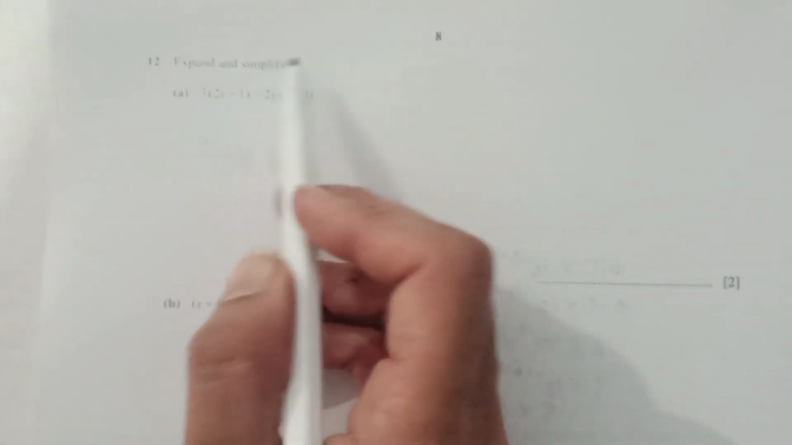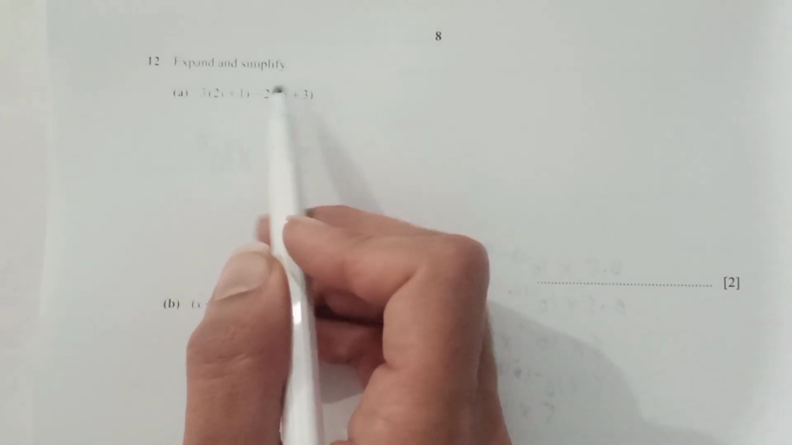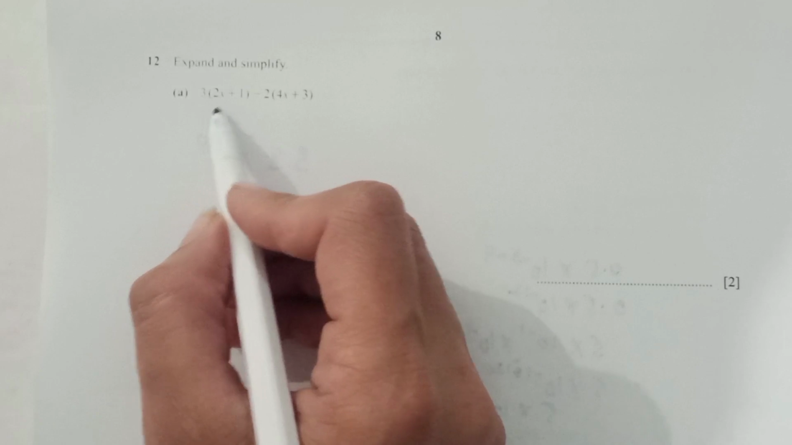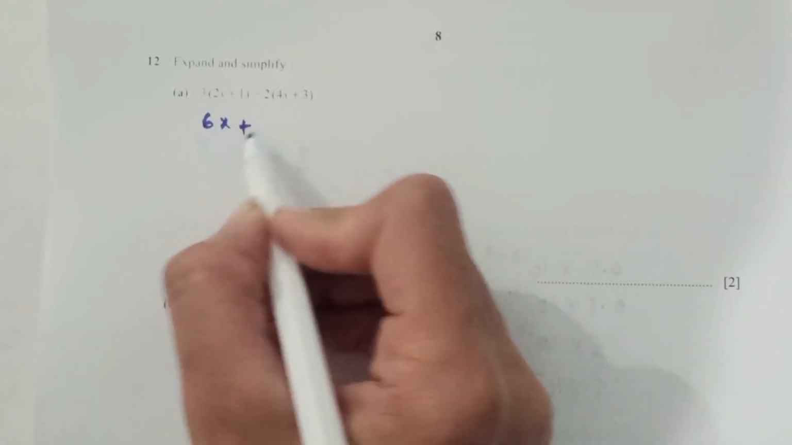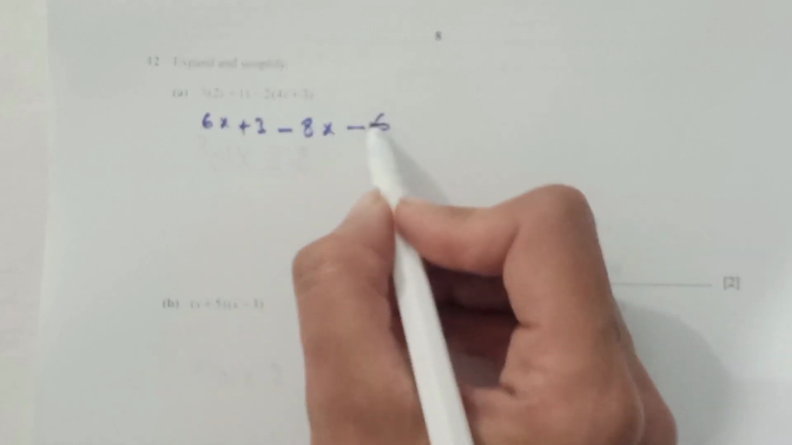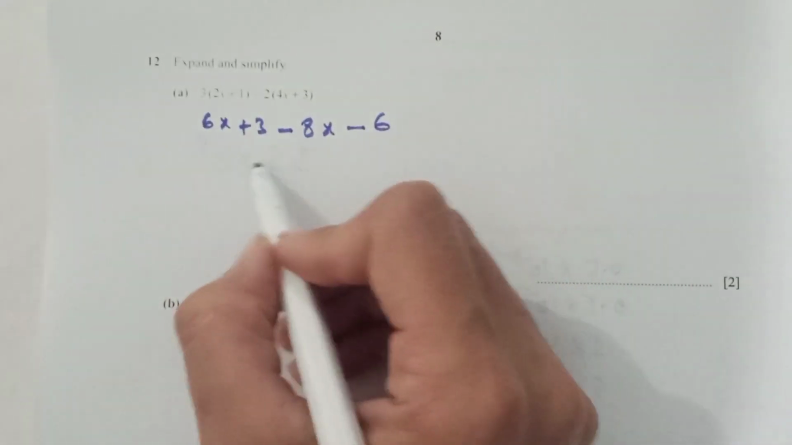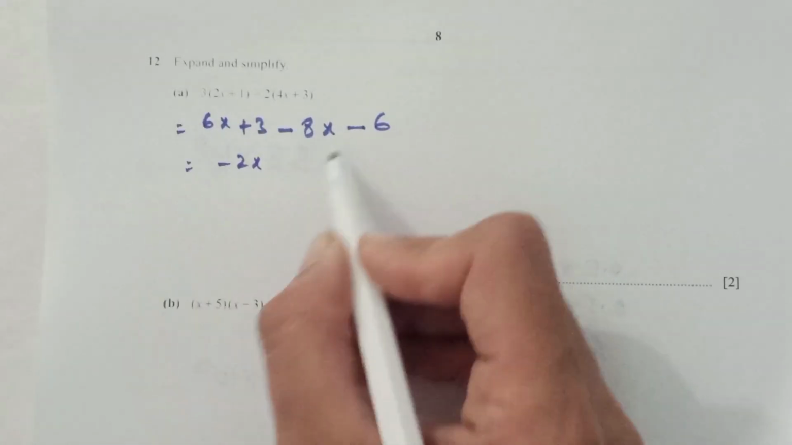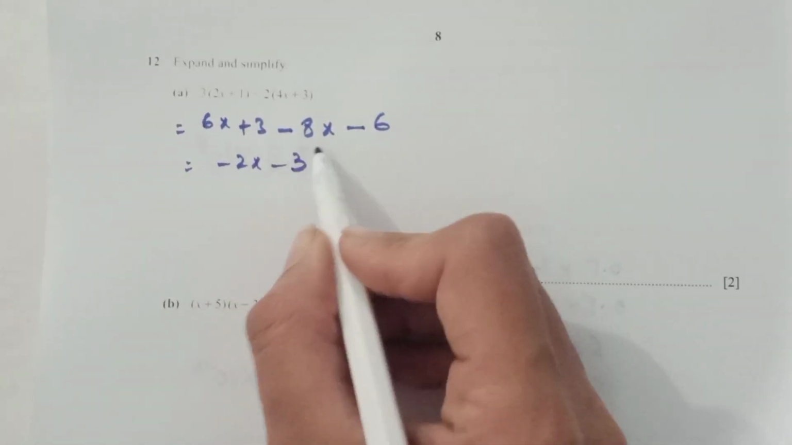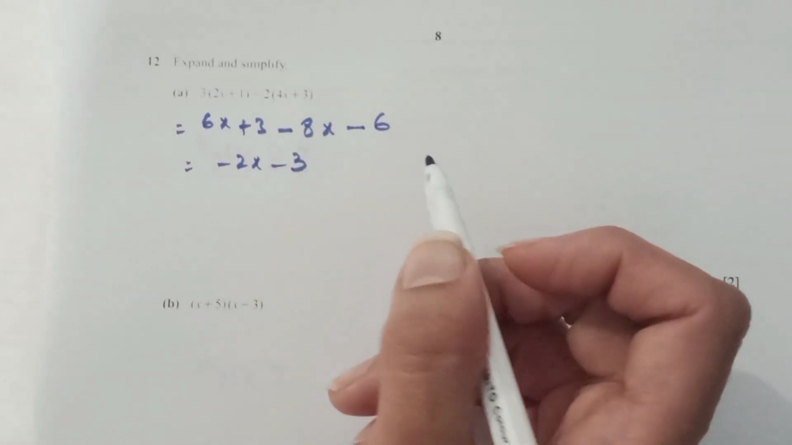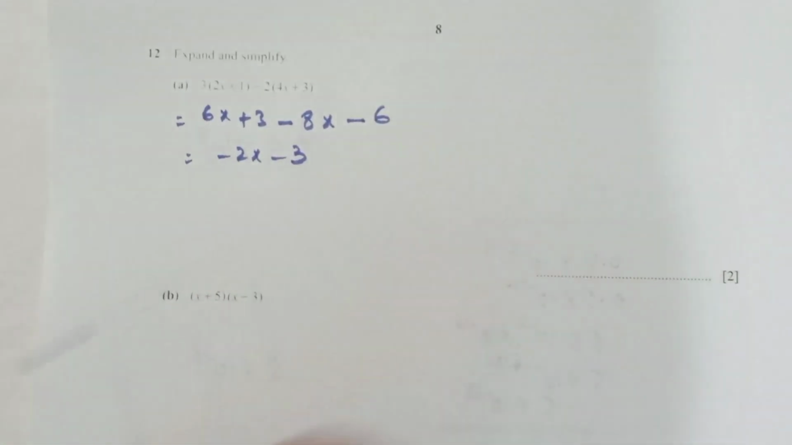Now students, question number 12, expand and simplify. We have to expand and simplify the expressions. That A part, we have to first multiply it. And 6x plus 3 minus 8x minus 6. By subtracting it, we get minus 2x and minus 3. And that is the answer of A part. Very simple.